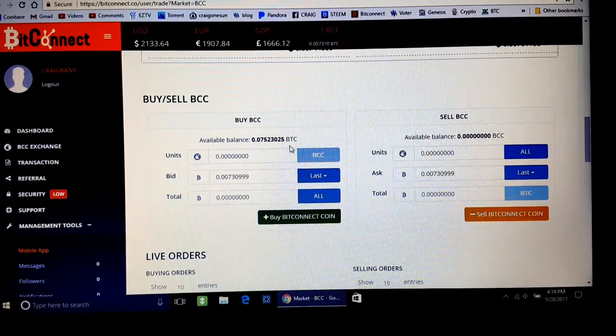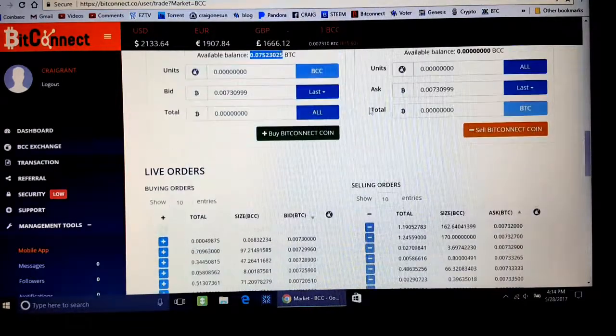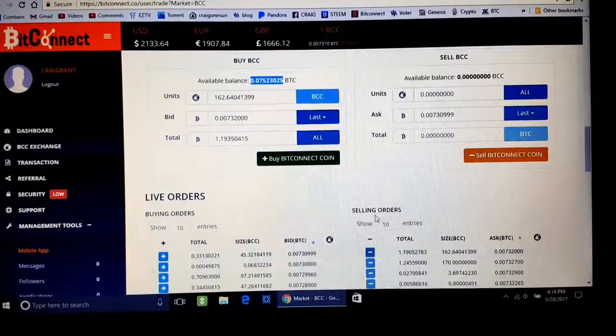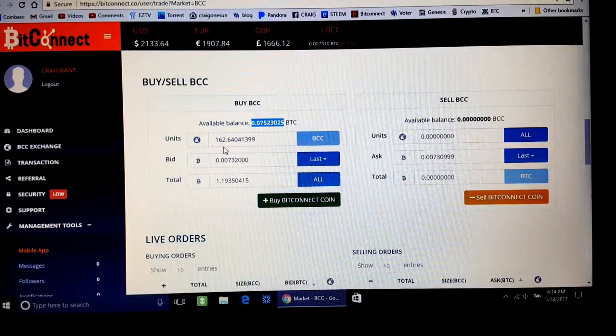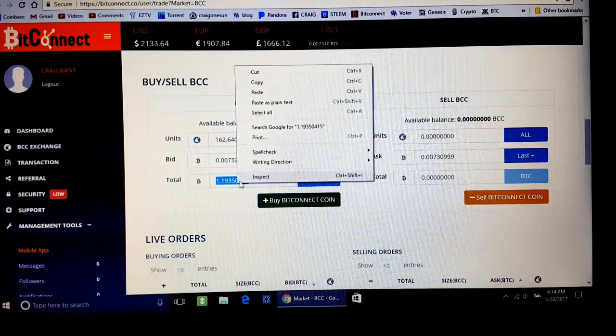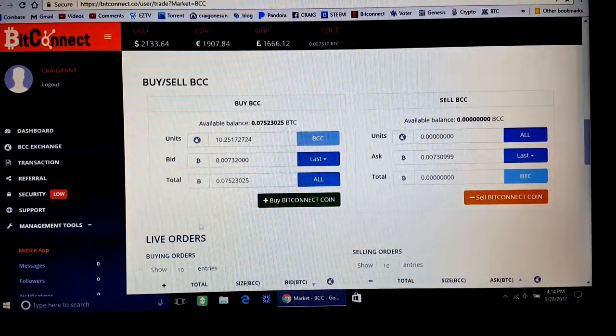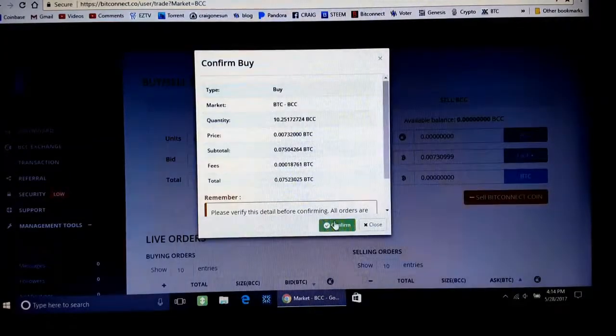So I would highlight how much Bitcoin I have to spend, right? I'm showing you the fast way of doing this. And then I go down here, and then there are selling orders. I just pick the latest price of who's selling BitConnect tokens. They're selling 162, but I'm not buying that much. So I would paste the amount of Bitcoin that I have to spend, and it tells me, oh, you're going to get 10 tokens. So I buy.